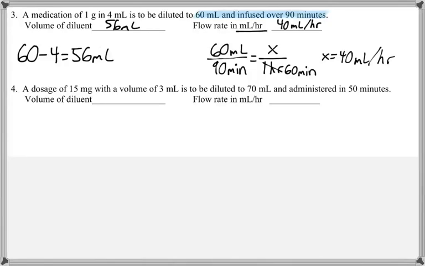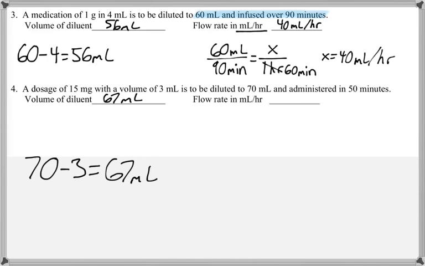A dosage of 15 milligrams with a volume of 3 mLs is to be diluted to 70 mLs and administered in 50 minutes. So to find the volume of diluent, we want it to be 70, and we're starting out with 3, so that's going to be 67 mLs of diluent. The diluent is most likely going to be just sterile water.